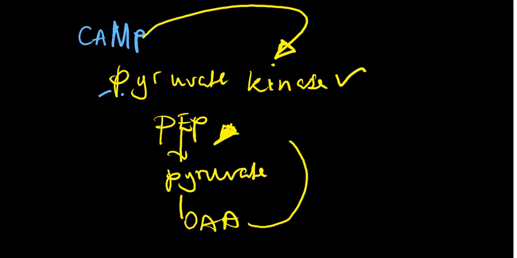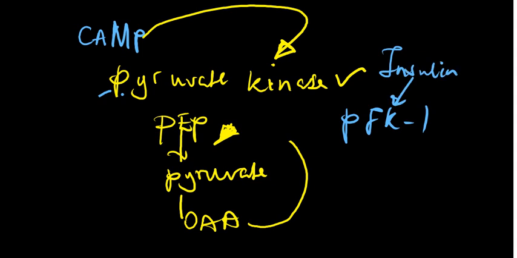So insulin, when you look at insulin, it increases the activity of PFK1, phosphofructokinase 1, pyruvate kinase and levels of fructose 2,6. So this is when we're talking about insulin. Insulin will increase the activity of PFK1. Remember, PFK1 is an enzyme that's found along the process of glycolysis, which I'll show in a minute.